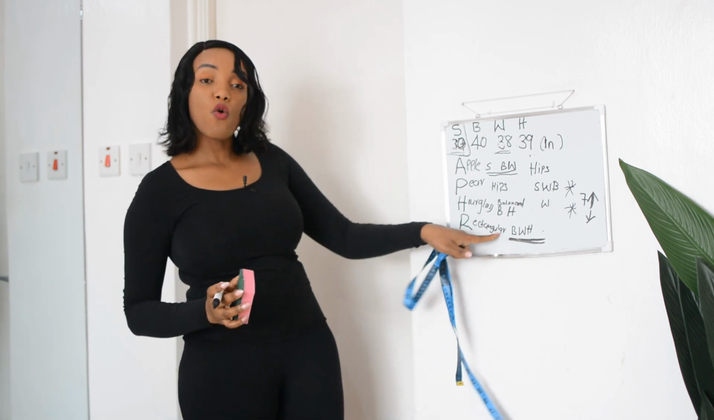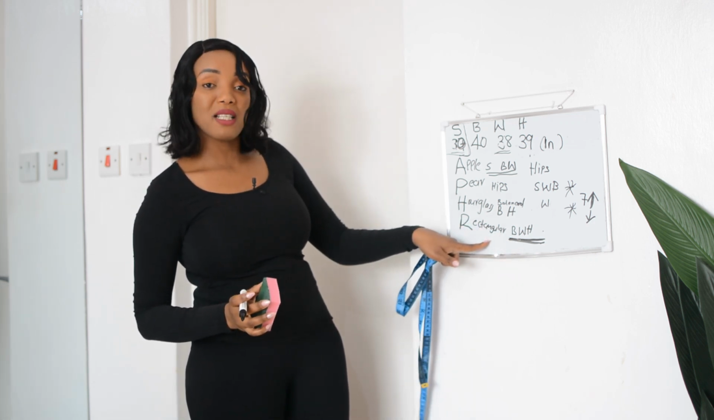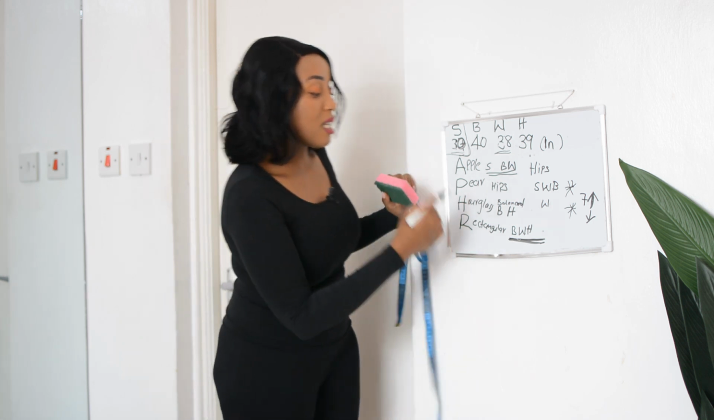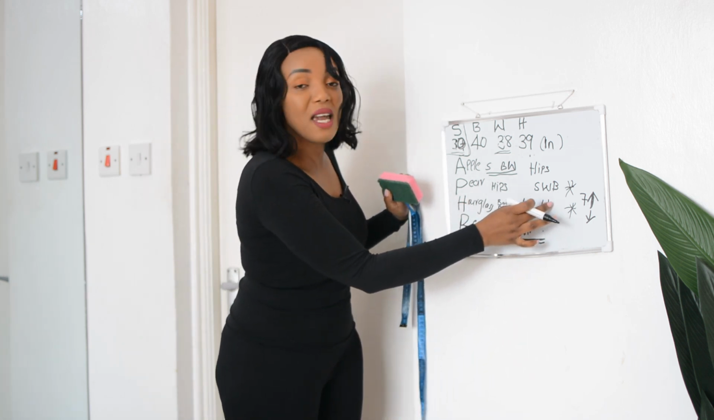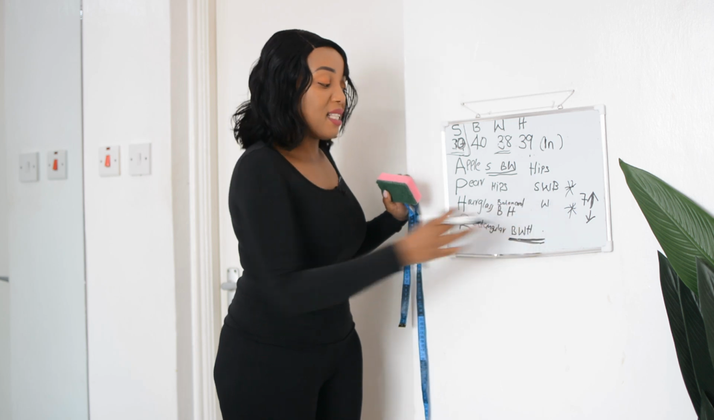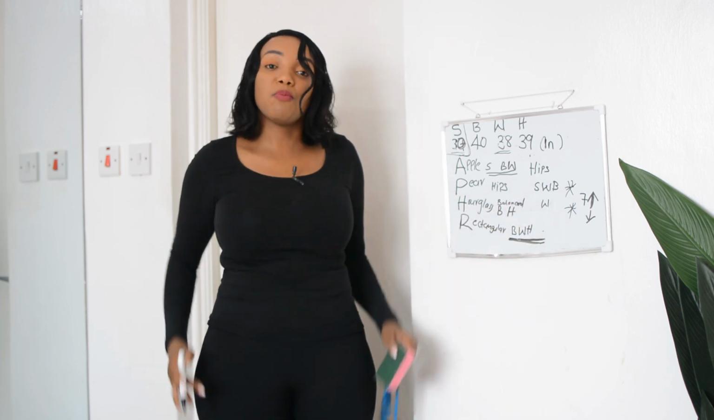Now, for a person who's rectangular, because this is the body type that we have not looked into, we said that an hourglass will have their smallest area as their waist, and their bust and their hips almost balancing.